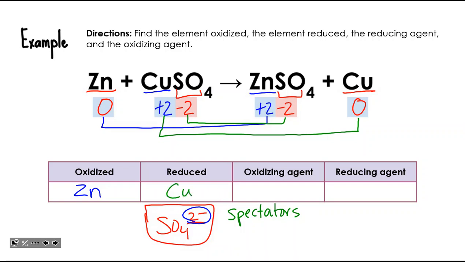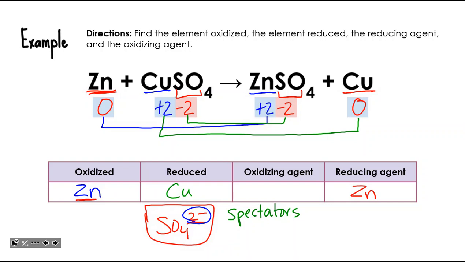One more key thing to talk about in terms of the agents. The agents are always one of the reactants. You have to write out the entire reactant. But you look here, if zinc's being oxidized, that means the reactant that has zinc in it is going to be the reducing agent. So the reactant that has zinc in it is just zinc. So it is going to be the reducing agent. It's causing the reduction of the copper.